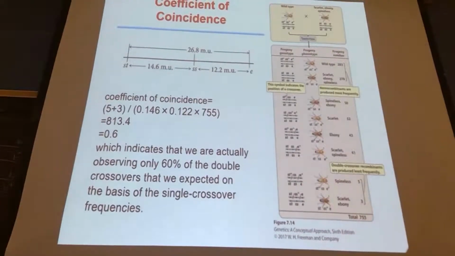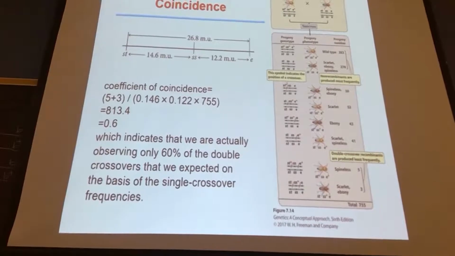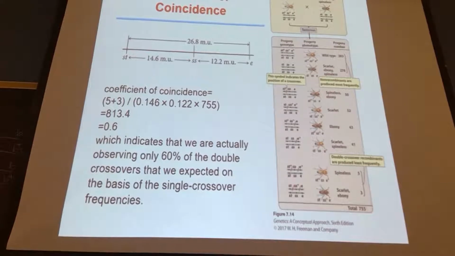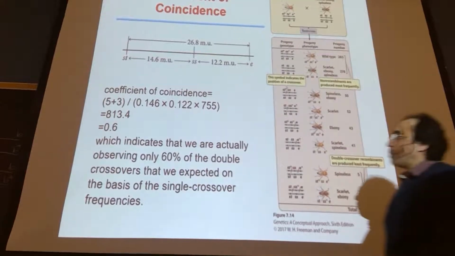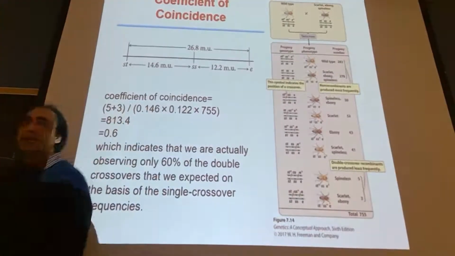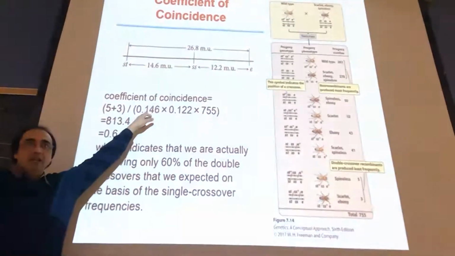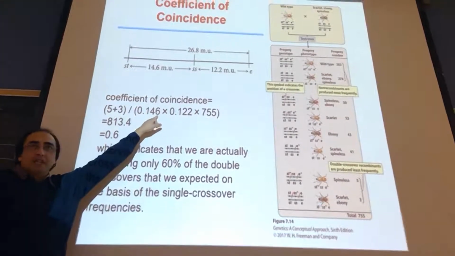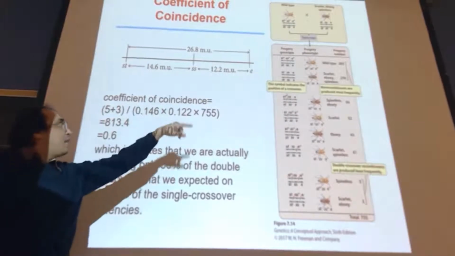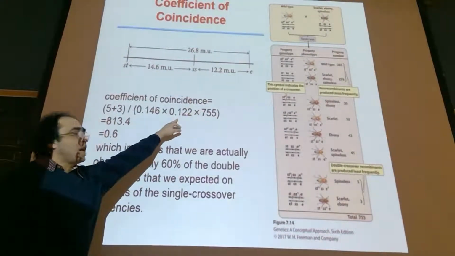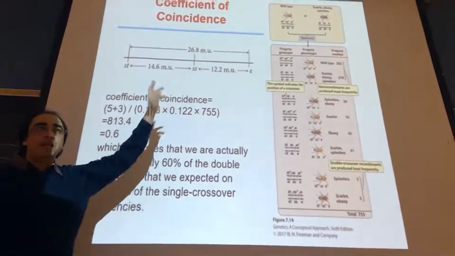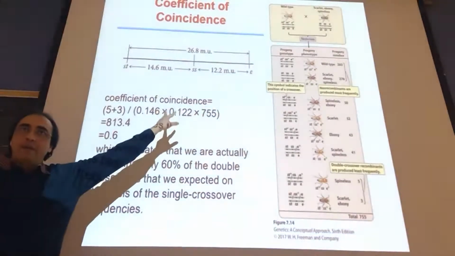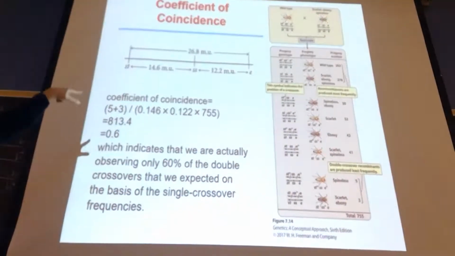If these are two independent events, we need to multiply the probability of their crossovers. So if I put it in terms of 1, the probability of having a crossover between ST and SS is 0.146, and the probability of having a crossover between SS and E is 0.122. Just simply put it in terms of 1.